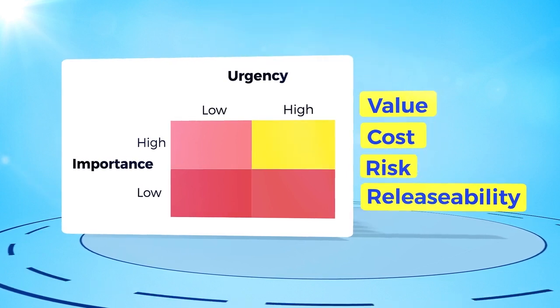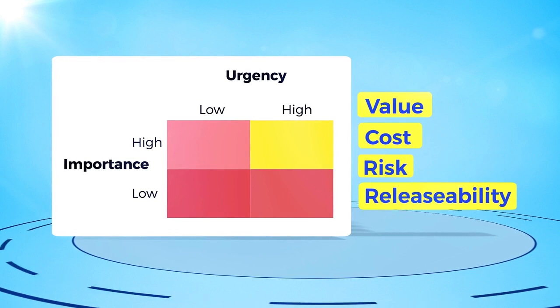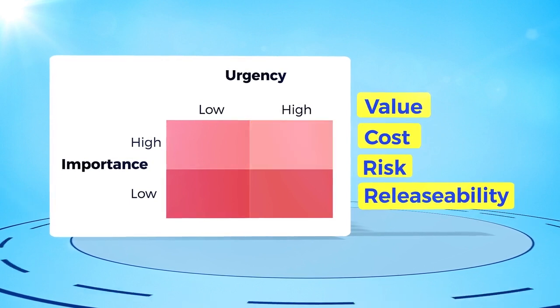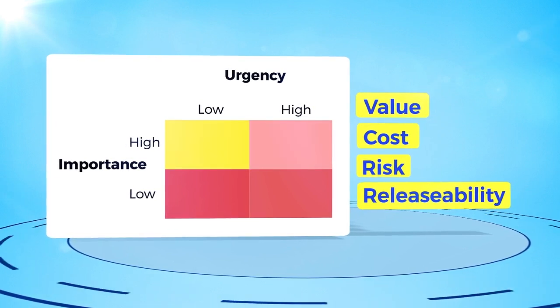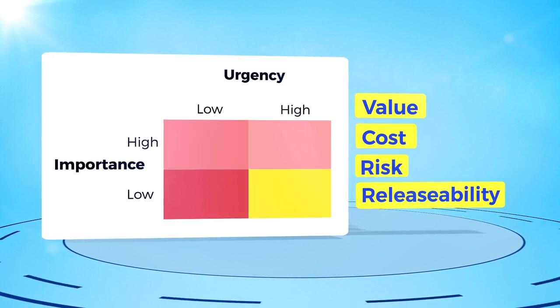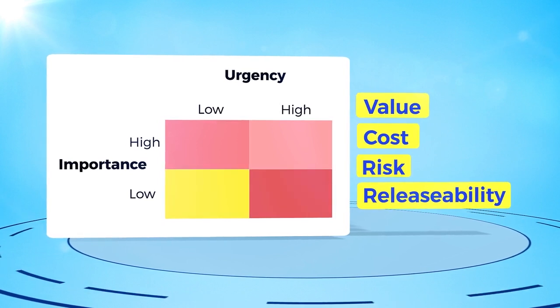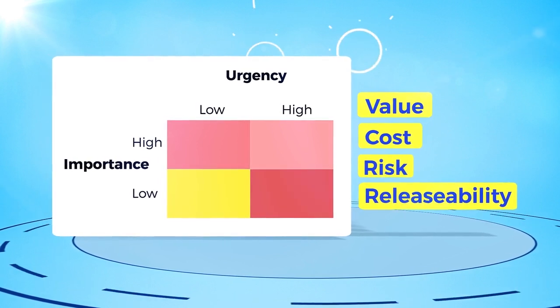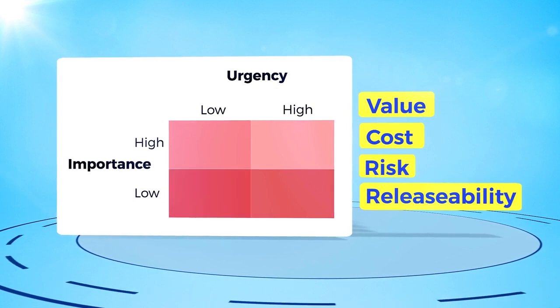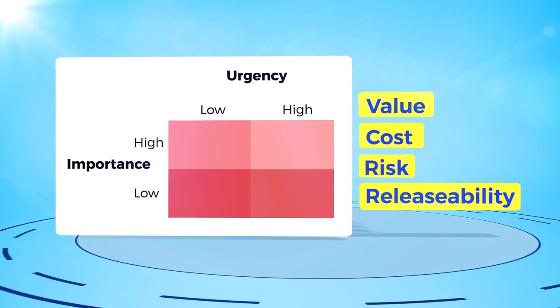The different quadrants of a priority matrix are high importance and high urgency, which is the top right quadrant, high importance, low urgency, which is the top left quadrant, high urgency, low importance, which is the bottom right quadrant, and low urgency, low importance, which is the bottom left quadrant. User stories that are high in value, cost, and risk are prioritized.